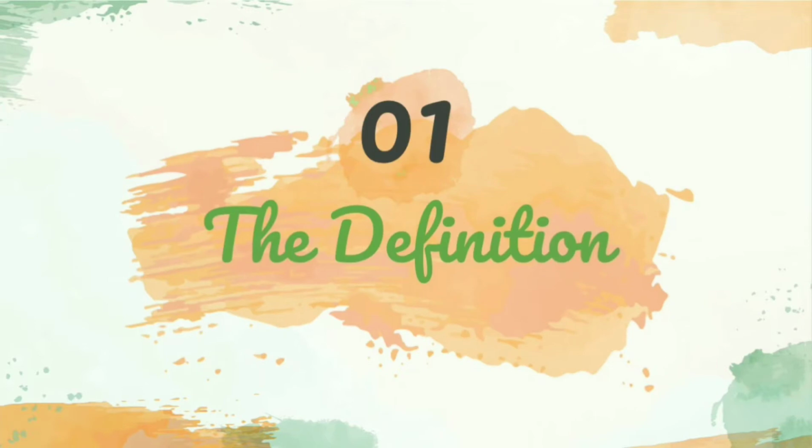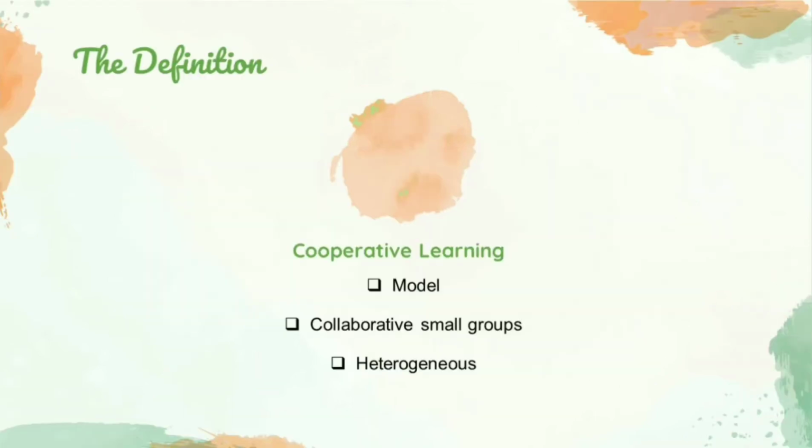First, the definition. The definition of cooperative learning. Cooperative learning is one model of learning by way of students studying and working in small groups collaboratively, whose members consist of 4 to 6 people with heterogeneous group structures.